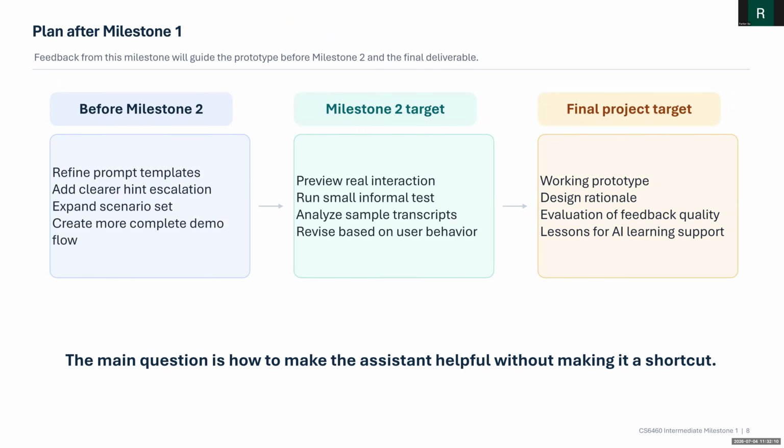And so after this milestone, I will revise the prompt templates and the explanation logic based on feedback. For milestone 2, I want a more complete interactive demo and possibly a small informal test with potential users. For the final project, the goal is a working prototype plus a design rationale and evaluation of the system's feedback quality.